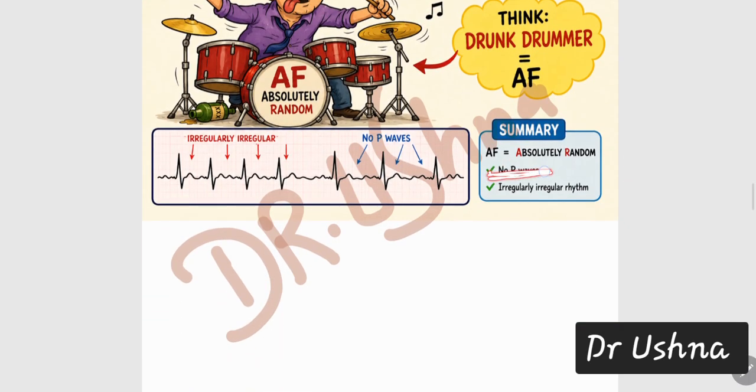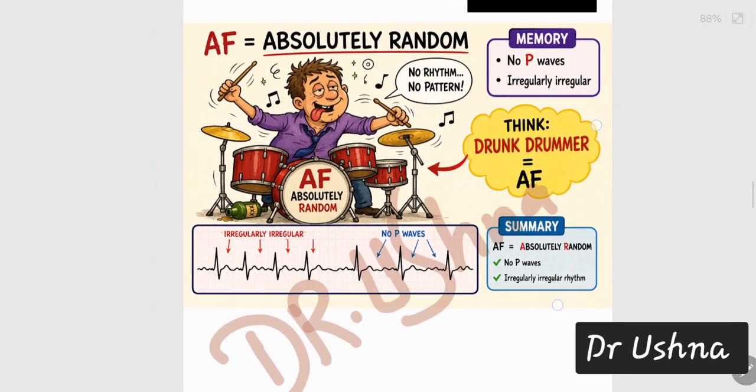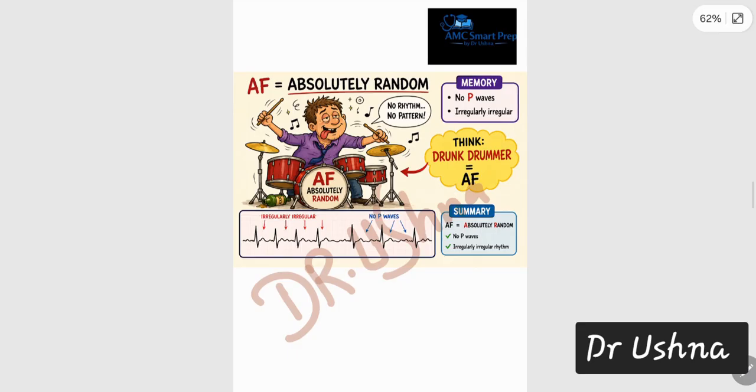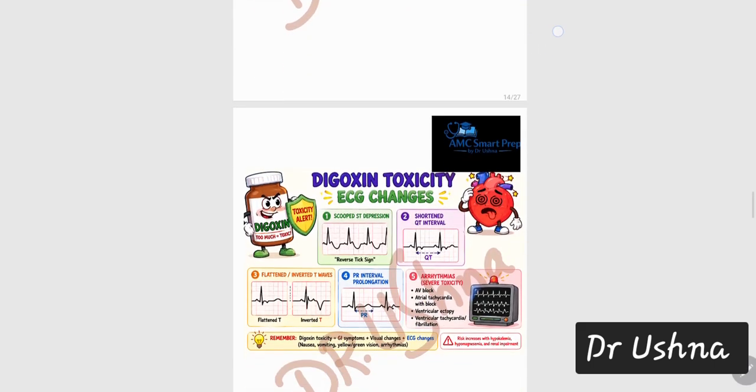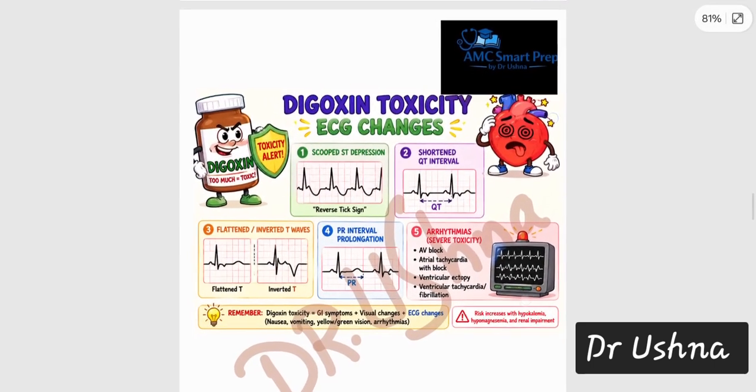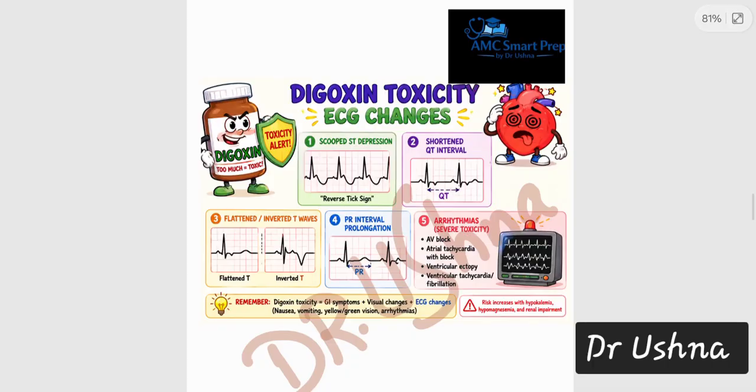So no P wave. Whenever you are not able to appreciate the P wave and the rhythm is irregular, that means you are talking about your atrial fibrillation. Okay, so atrial fibrillation is a very, very high yield topic for your exam. Just remember this as such. The next important thing is digoxin toxicity. This is somewhat, you can say, a difficult ECG to interpret.